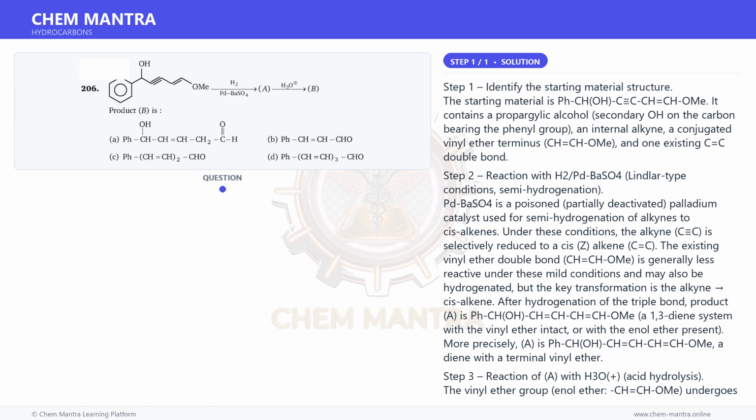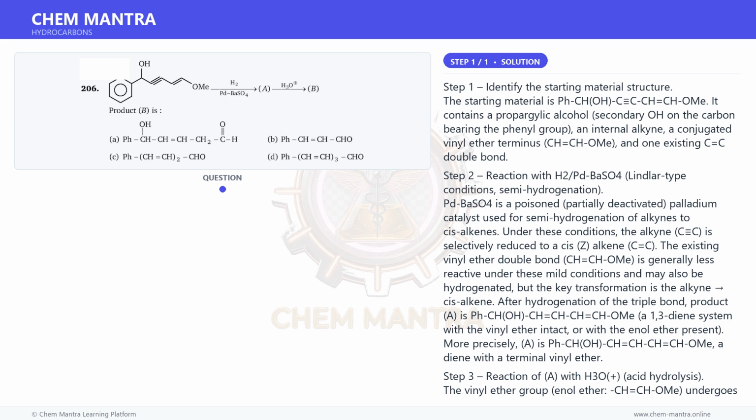Step 2. Reaction with H2, Pd/BaSO4, Lindlar-type conditions, semihydrogenation. Pd/BaSO4 is a poisoned, partially deactivated palladium catalyst used for semihydrogenation of alkynes to cis alkenes. Under these conditions, the alkyne, C≡C, is selectively reduced to a cis (Z) alkene, C=C.